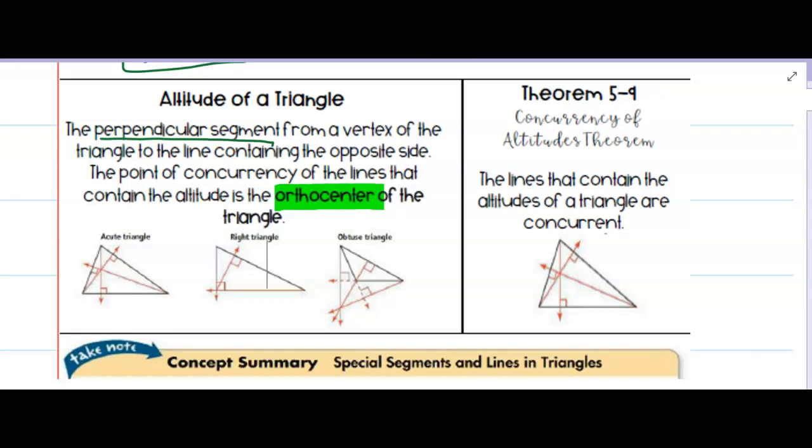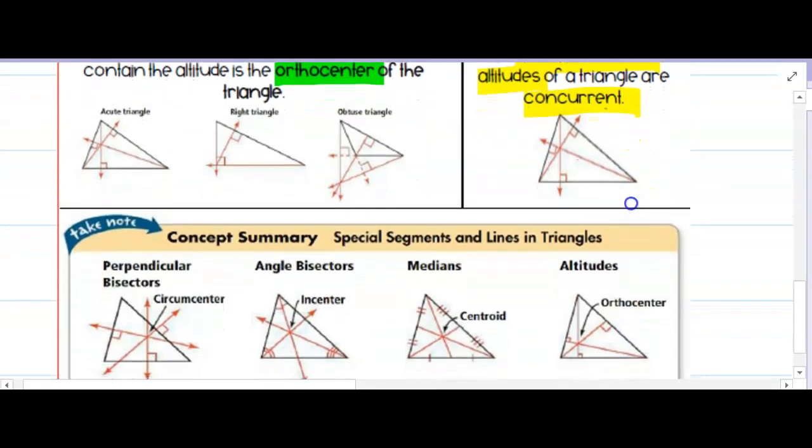Okay, so we have Theorem 5.9, which luckily is not going to be as confusing as Theorem 5.8. It talks about the concurrency of the altitudes, and it just says that the lines that contain the altitudes are concurrent. There's no special relationship here, no equidistance from the vertices or the sides or 2/3 the distance. We just know that they're going to be concurrent.